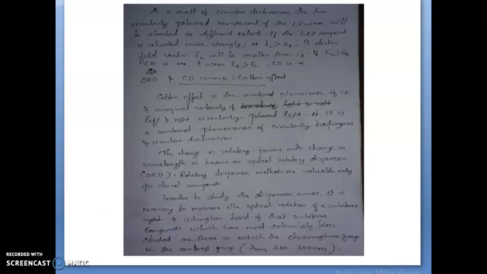As a result of circular dichroism, the two circularly polarized components of the LP wave will be absorbed to different extents. If the LCP component is absorbed more strongly, that is, epsilon L will be greater than epsilon R, its electric field vector EL will be smaller than ER. If EL is greater than ER, CD will be positive, whereas if ER is greater than EL, CD is negative.